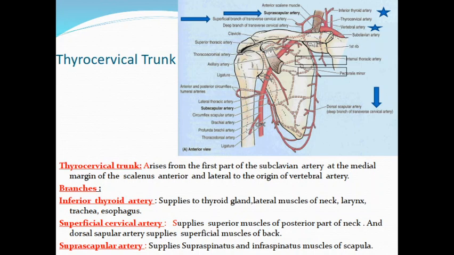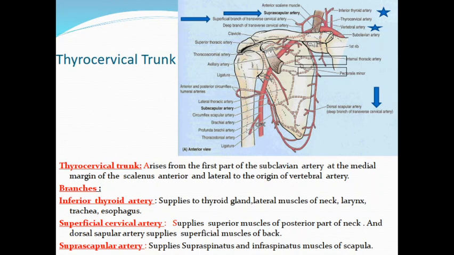Now we'll see the thyrocervical trunk. The thyrocervical trunk arises from the first part of the subclavian artery at the medial margin of the scalenus anterior and lateral to the origin of the vertebral artery. The branches are the inferior thyroid artery, superficial cervical artery, and suprascapular artery.